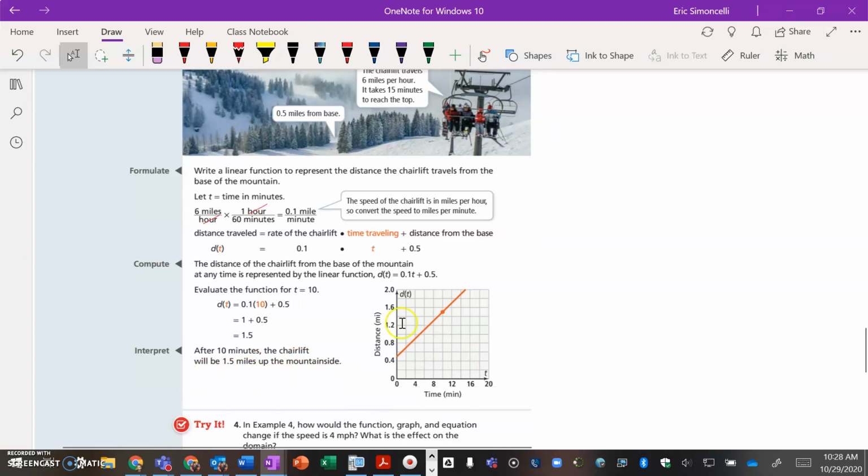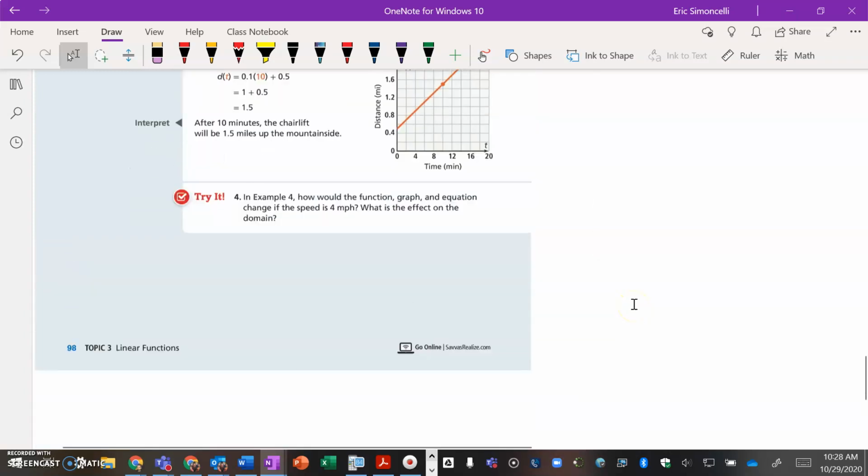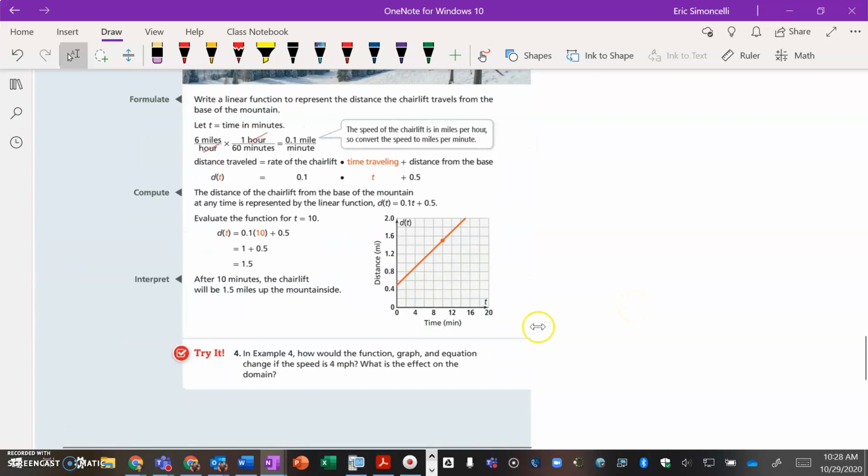Okay, so that full analysis and interpretation hopefully makes sense in context. Please also, if you could, take a look at the try it just for further analysis.